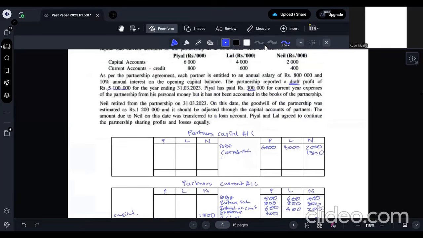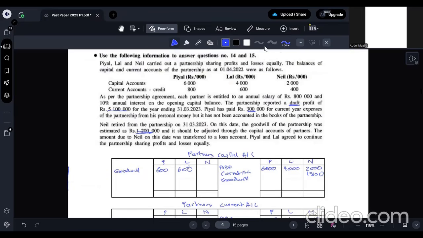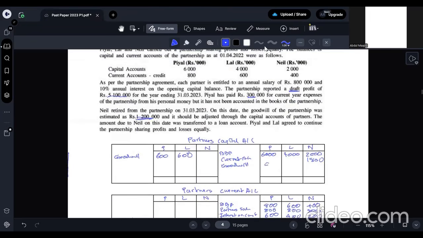Now you have to do the goodwill adjustment. Old ratio credit, new ratio debit. The goodwill is given as 1,200,000. In the new ratio only PL and Lal are there. They are sharing profit and loss equally. New ratio debit 600 and 600. 1,200 if you divide equally between PL and Lal, 600, 600. Old ratio credit. Old ratio was also profit and loss shared equally, right? And that will be 400, 400 and 400.